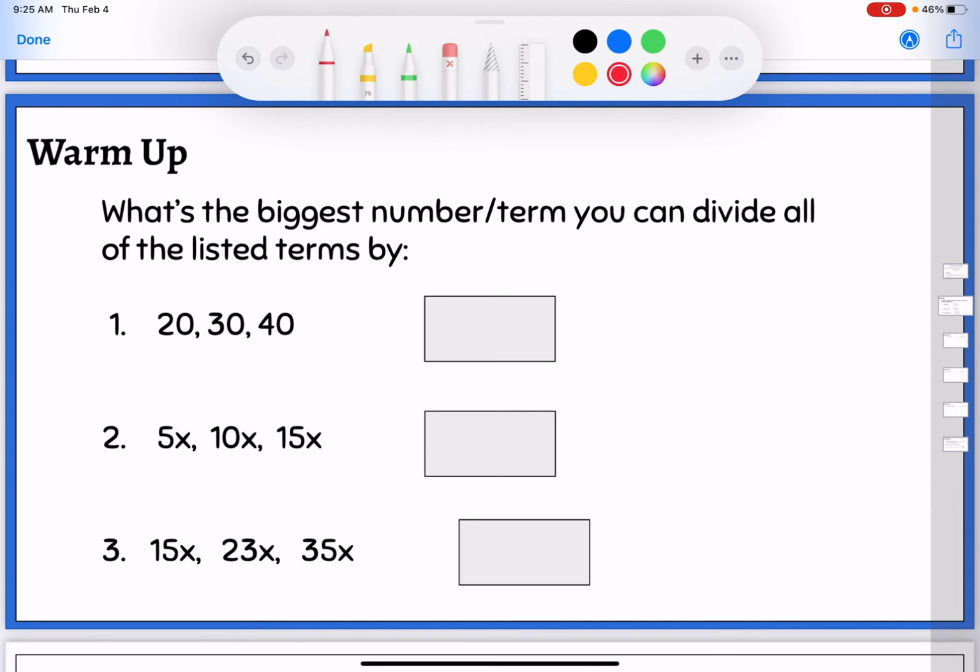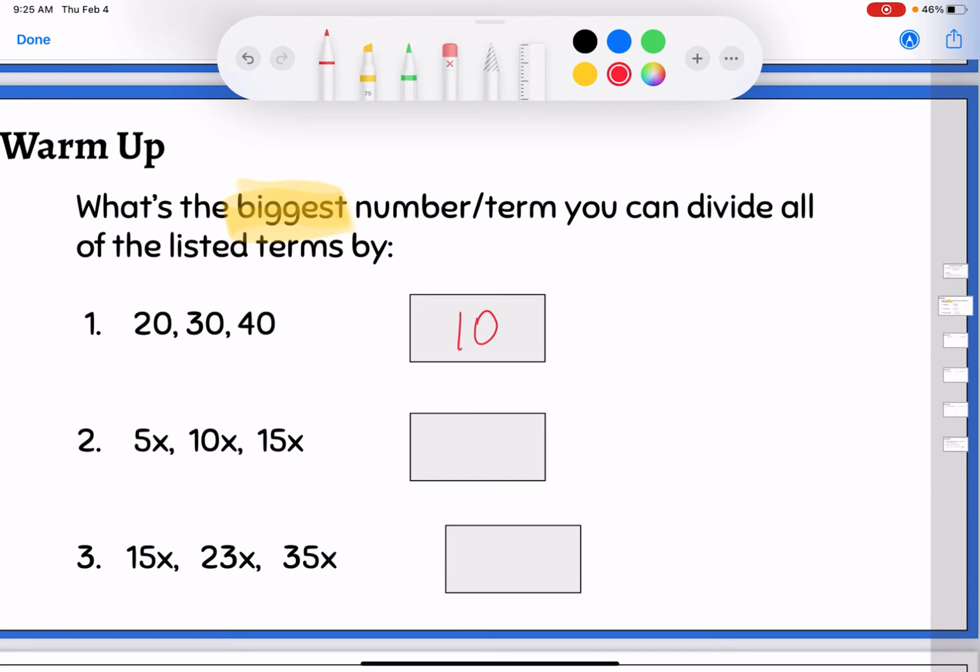So if I look at number 1, my numbers are 20, 30, and 40. I know that each of those has a factor of 10, right? Maybe you said that each of them has a factor of 2. That's true. Maybe they each have a factor of 5. Yep. But we want the biggest number that you could divide all of these terms listed by. So the first one would be 10.